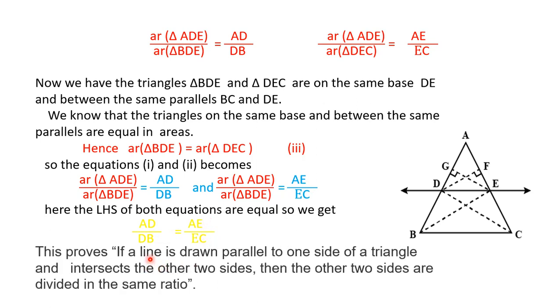So we can say now, if a line is drawn parallel to one side of a triangle and intersects the other two sides, then the other two sides are divided in the same ratio. This proves the basic proportionality theorem or Thales theorem.